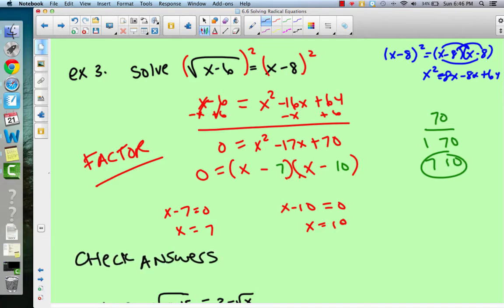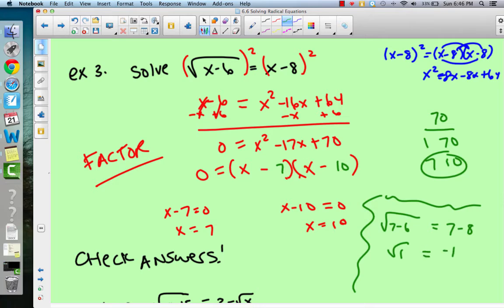Plug both of them in and see if either of them or both of them work. One may, maybe both don't, or maybe both do. So I'm going to do that real quick off to the side. So if I try x is 7, I get the square root of 7 minus 6. Does that equal 7 minus 8? Well, 7 minus 6 is 1. Is the square root of 1 equal to negative 1? No. Okay, so that means x equals 7 is not a possible answer.